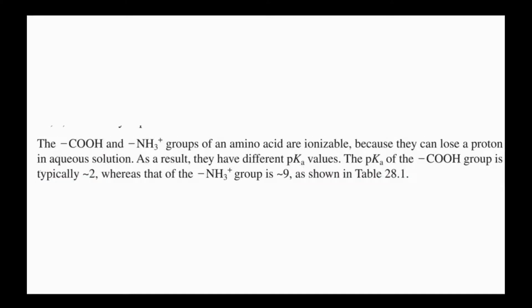high melting points. Amino acids exist in different charge forms depending on the pH of the aqueous solution in which they are dissolved. For a neutral amino acid, the overall charge is +1, 0 or -1. Only at pH 6 does the zwitterionic form exist. The carboxylic acid and ammonium groups of amino acids are ionizable because they can lose a proton in aqueous solution. As a result, they have different pKa values. The pKa of the acid group is typically 2, whereas the pKa of the ammonium ion is 9.